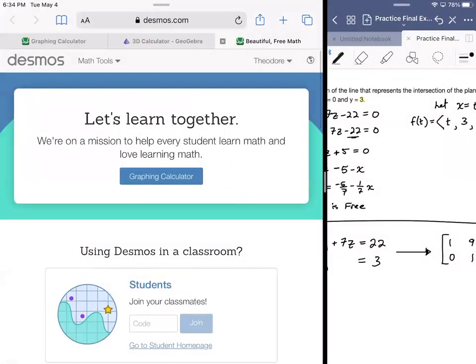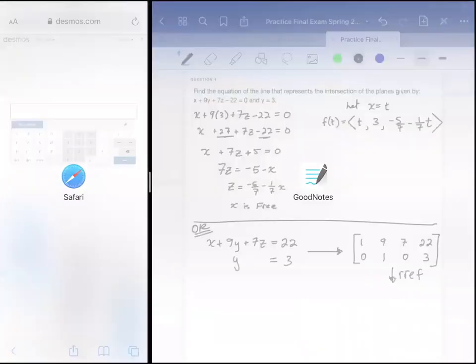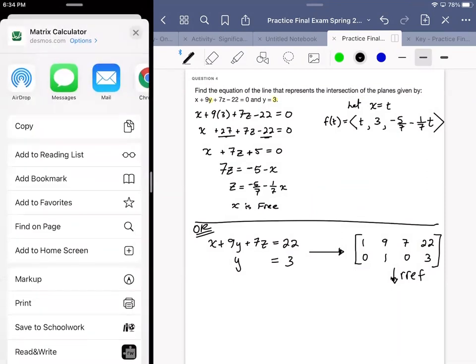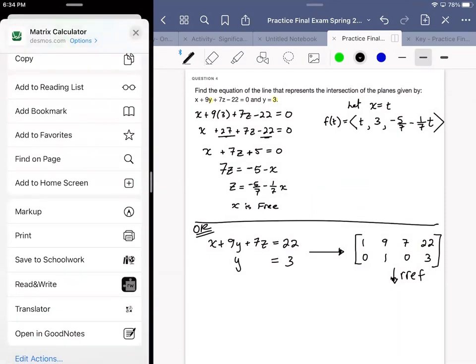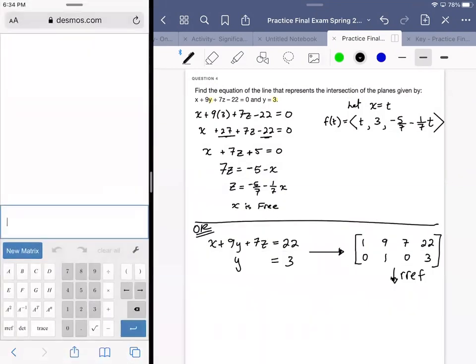Expand it. Matrix calculator. Bring it back. And then now what I'm going to do is add a bookmark. All right. Doesn't help us this semester, but all right, so it's 2 by 4. So 1, 9, 7, 22, 0, 1, 0, 3.